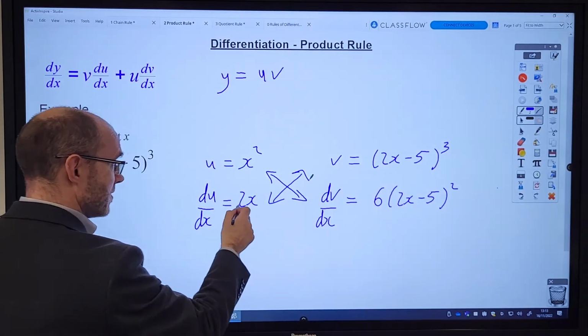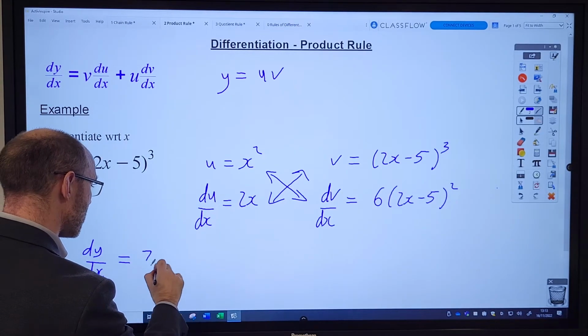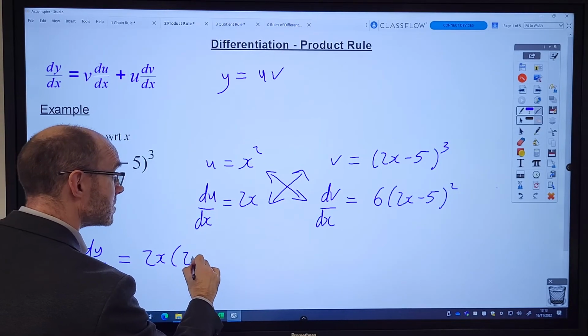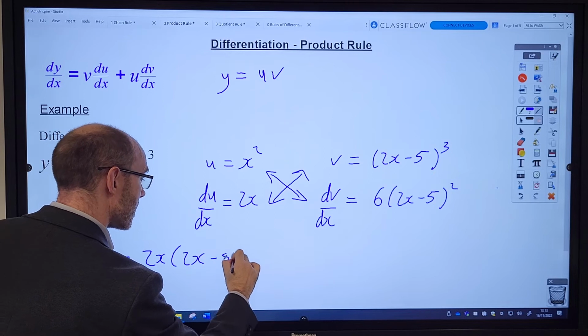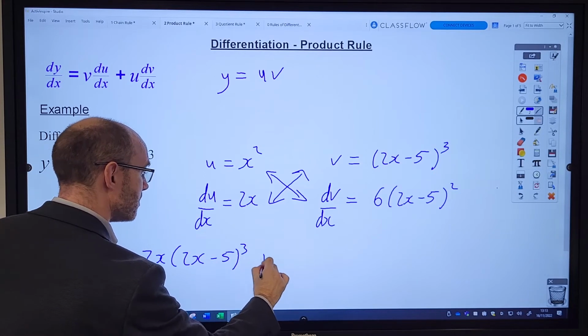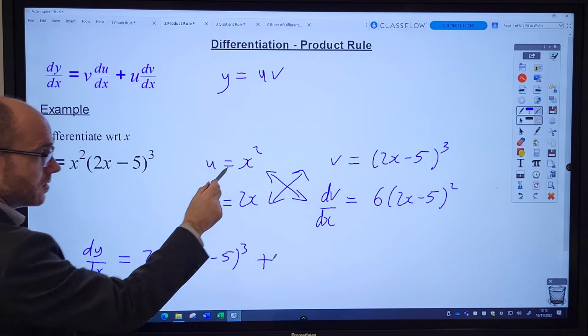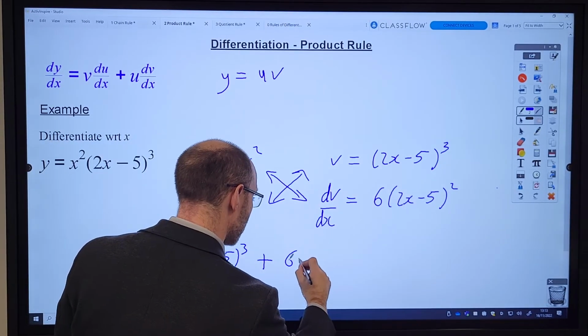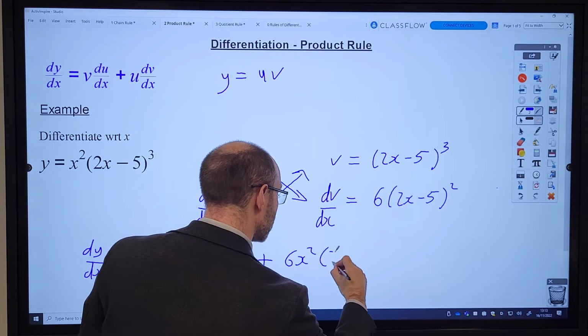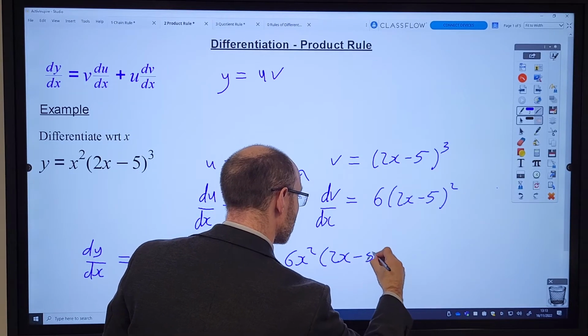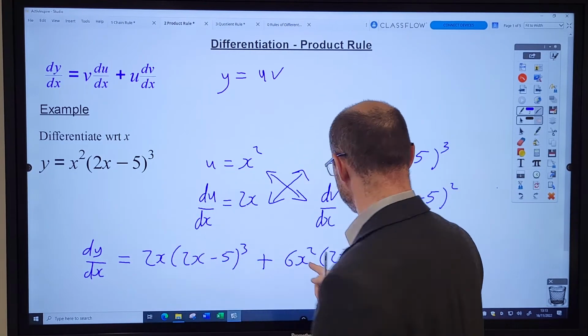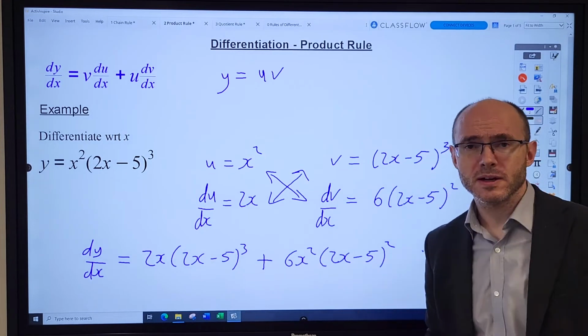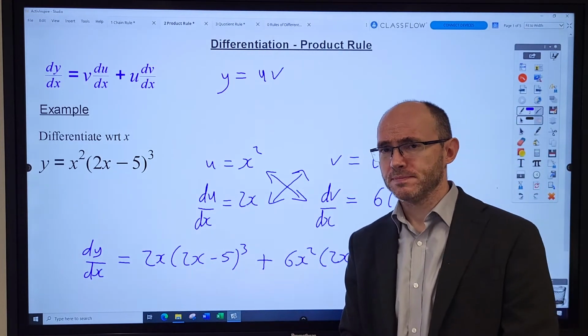So this times by this. So 2x and then (2x minus 5) cubed, okay, plus u dv dx, so that times by that. I'm going to write it as 6x squared (2x minus 5) squared. Okay, preferable to put the x squared in there rather than at the end. Okay, that is it, that's it differentiated.